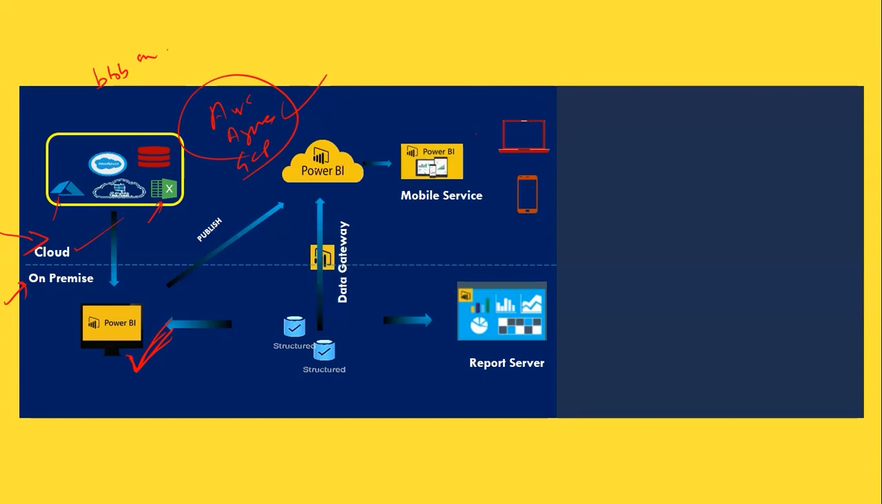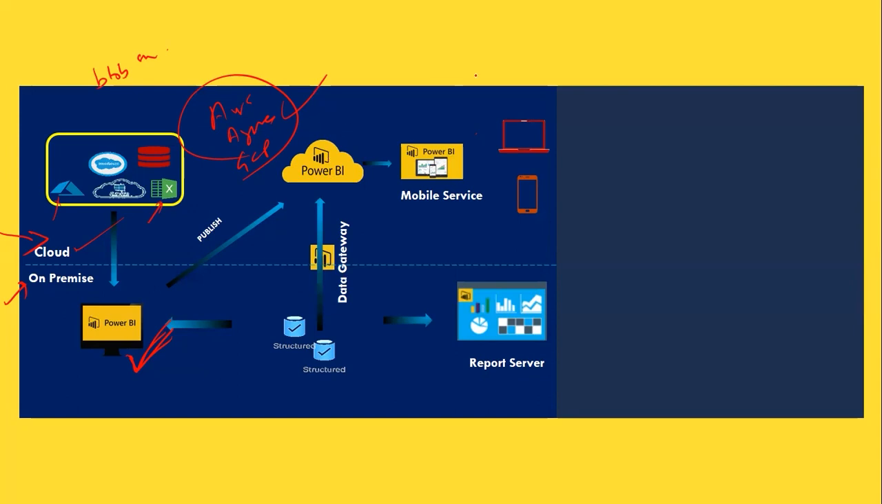Once you publish it on cloud, it can be accessed by anyone, irrespective of the location where they live. They can access it with any device at any time, be it a smartphone, laptop or tablet. Once you publish it on cloud, people who have access can use the Power BI cloud service. This is the Power BI cloud service.